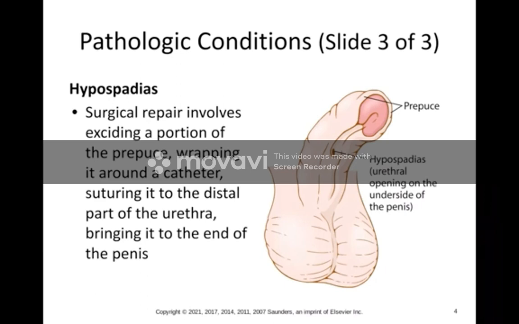Hypospadias is the surgical repair that involves excising a portion of the prepuce, wrapping it around a catheter, suturing it to the distal part of the urethra, and then bringing it to the end of the penis. Hypospadias. Urethral opening is now on the underside of the penis.